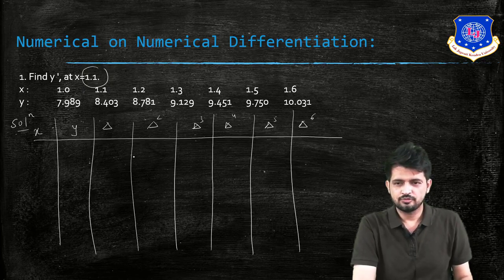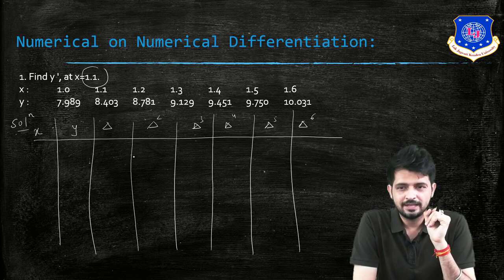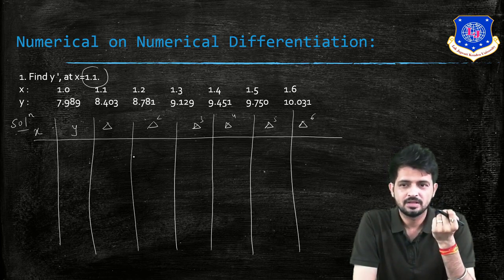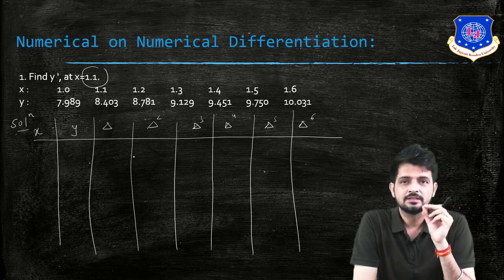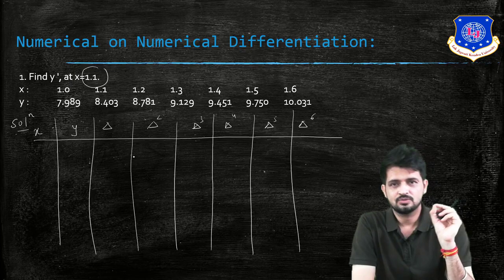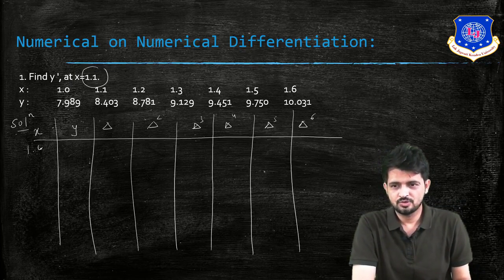First of all, in the calculator you have to fix the decimal place as 3 because in the values of y there are 3 decimal places. So the decimal places should be 3 in the calculator. It is very important to do this, otherwise there will be a mistake.